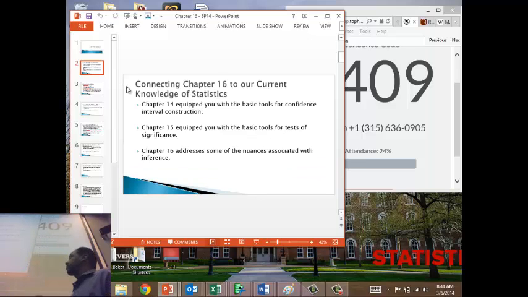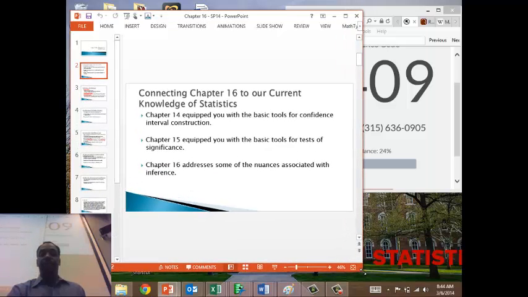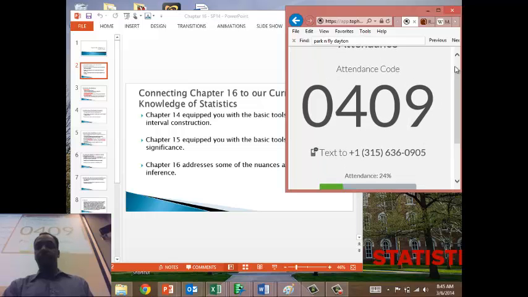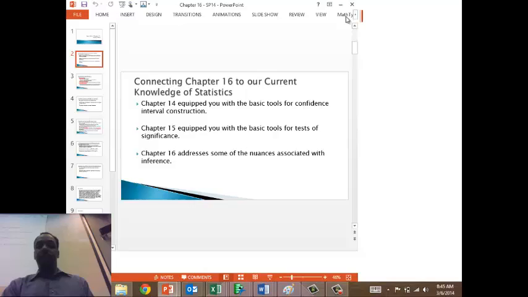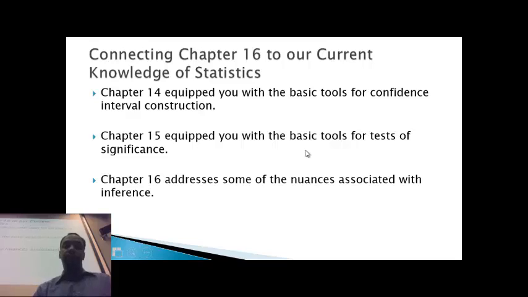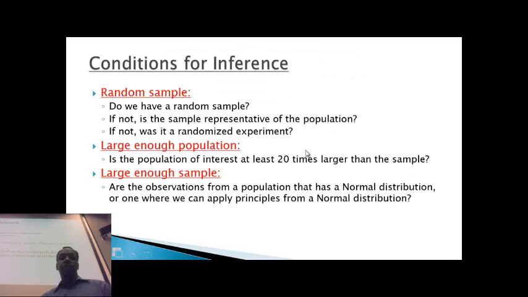Okay, so you can kind of read through all that. What's the key thing with chapter 14? Well, that's confidence intervals. Chapter 15, test of significance. Chapter 16 is kind of like the idiosyncrasies, the nuts and bolts of both procedures. 409, there it is. Bye-bye. Okay. So now we're going to do chapter 16, a few of the conditions.